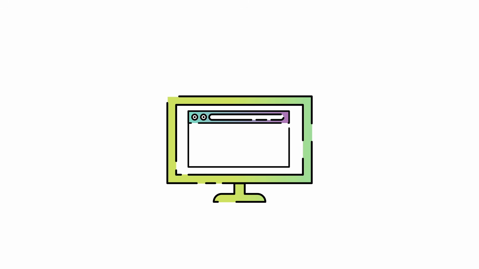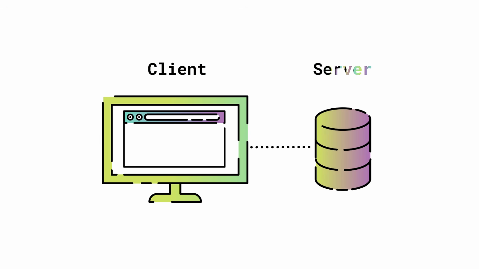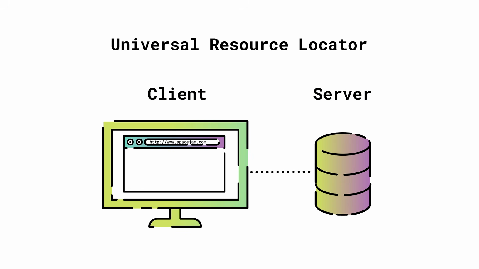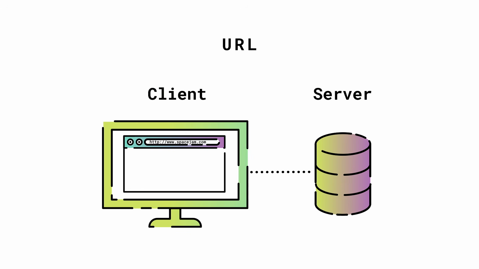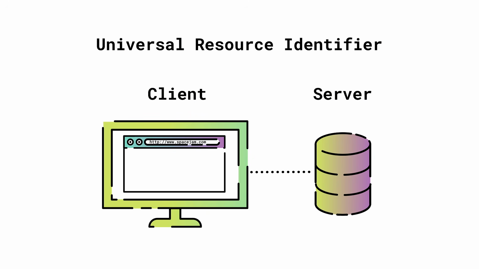I've got my computer here, and on it, I have an internet browser. This browser is a web client, and I'm going to use it to connect to a server. I'm going to do this by putting a location in the address bar, a universal resource locator, or URL to be exact. You might also hear this referred to by its superset term, URI, or Universal Resource Identifier.